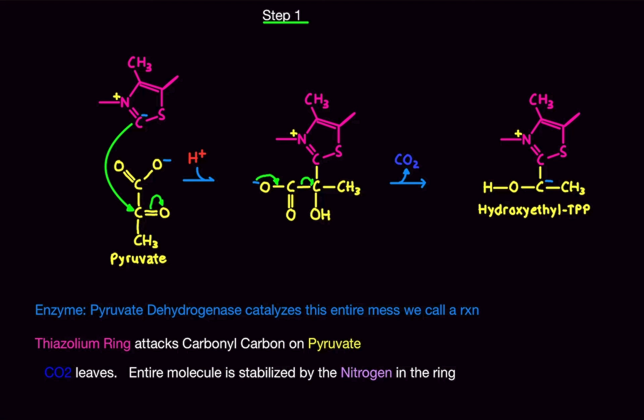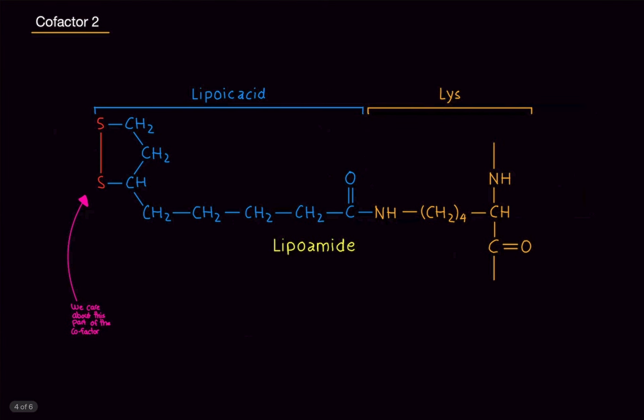And it's called pyruvate dehydrogenase, just like the pyruvate dehydrogenase complex. It's there. I just did not draw it because it's involved in this entire step. So it catalyzes this entire mess. That's step 1. Step 2, well actually first, we have to go over another cofactor.